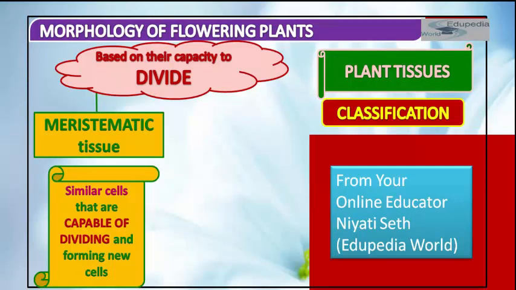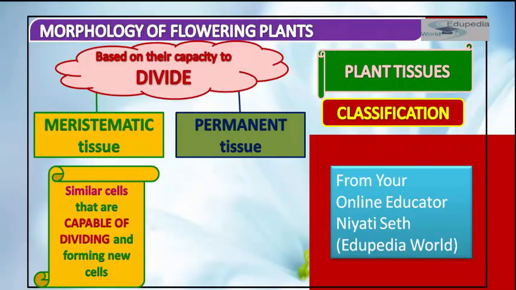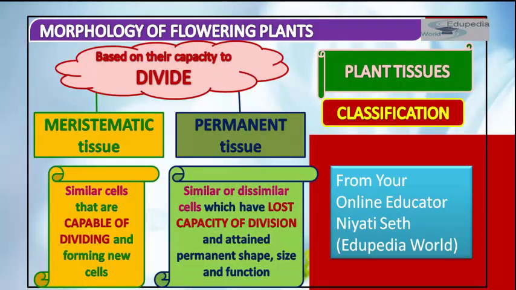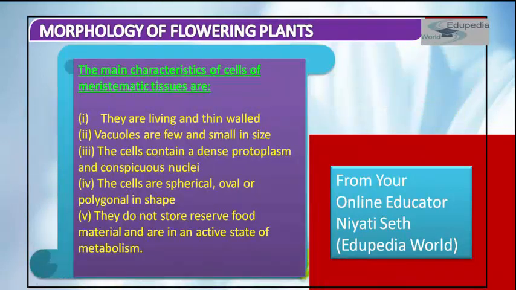Now the second classification is permanent tissue. Permanent tissue means similar or dissimilar cells which have lost the capacity of division and attained a permanent shape, size and function. So these are your permanent tissues which have lost the capacity of division. And thus they attain a permanent shape, size and function. So this was the classification based on their capacity to divide. The two are meristematic tissue and permanent tissue, right? Now, students, growth in plants is largely restricted to specialized regions of active cell division, which is called meristem.